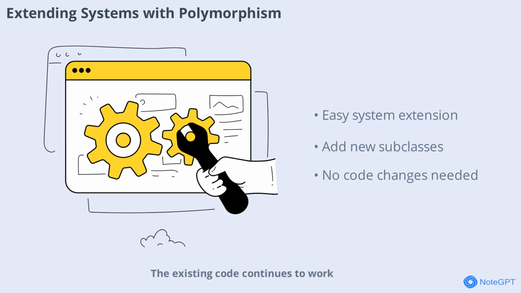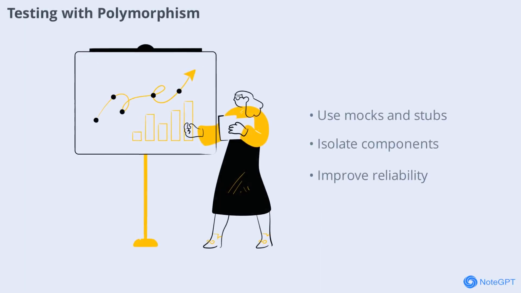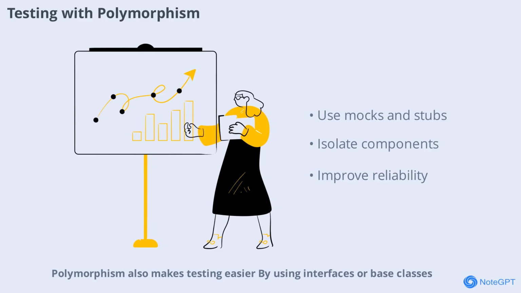The existing code continues to work, and the new behavior is seamlessly integrated thanks to polymorphism. Polymorphism also makes testing easier. By using interfaces or base classes, you can substitute real objects with mock or stub implementations during testing. This allows you to isolate components and test them independently, improving the reliability and maintainability of your code.